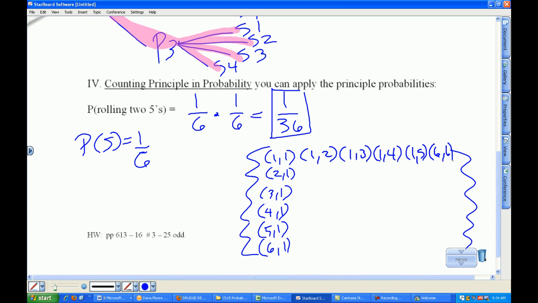Alright, and if we filled in this whole thing, there would be 36 total. And here, way down here, is going to be your 5, 5. So there's only one of them out of 36. The counting principle obviously is much faster than making a huge table. I'm sure you're already sick of watching me draw it, and I only have 11 of the 36 elements drawn in here. So multiplying the individual probabilities together will give you the total probability of the event.